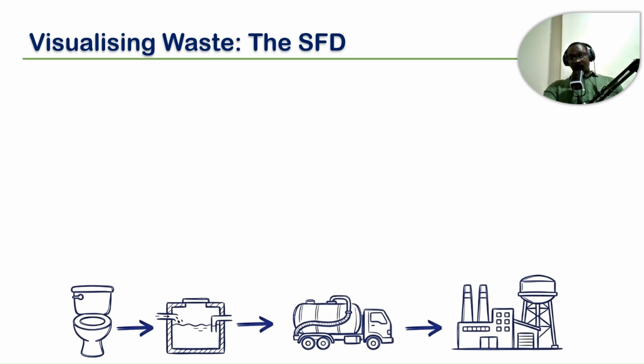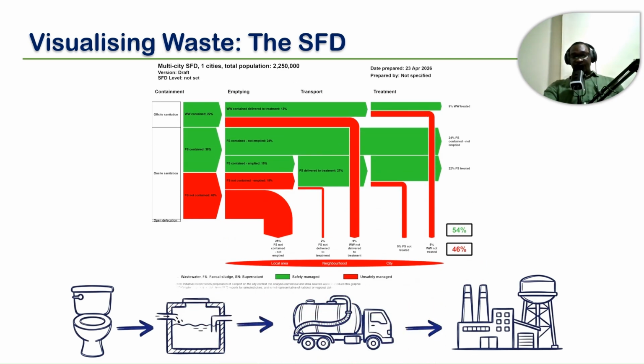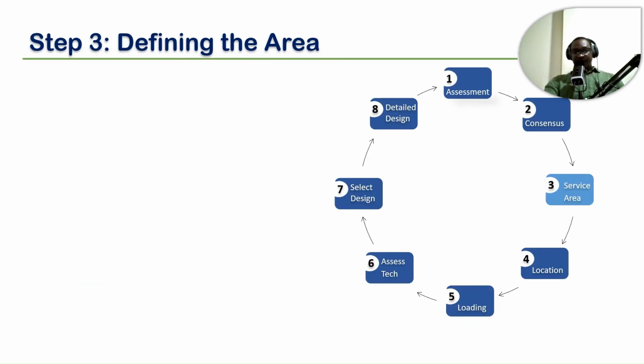resource recovery or disposal. So the illustration you see there is that of a fecal sludge sheet flow diagram. And in this case, this city, which is the demo here, you have 54% safely managed, while 46% is unsafe. So if you're a public health expert, that gives you the reason to see where to focus the most. And here you have the different sources of this waste. That now drives us to the next step, which is defining the service area.